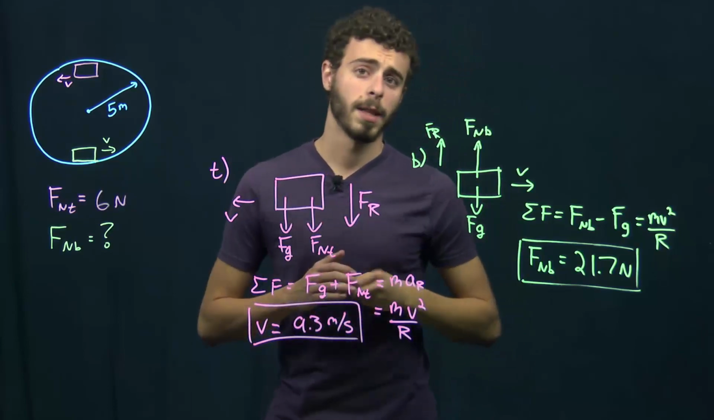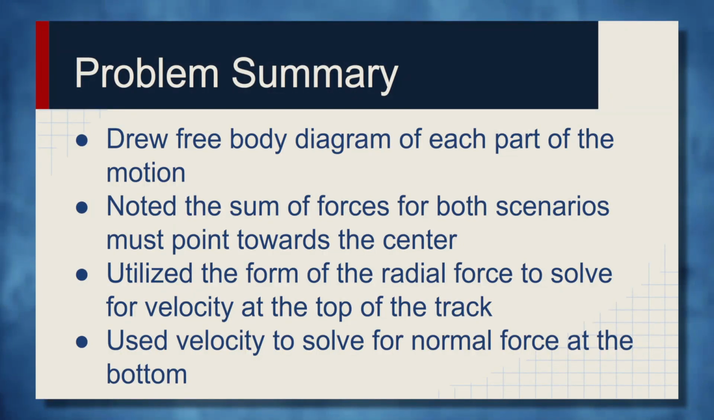So let's review how we got this answer. We first drew our free body diagram for each part of the motion, top and bottom. On this, we noted that the sum of the forces for both of these must point towards the center and have a magnitude of mv squared over r in order to keep the car traveling in uniform circular motion. Then we looked at the sum of the forces for the top motion, and we saw we could solve directly for the velocity that the car was traveling at all times. Then we plugged this velocity into the motion at the bottom and solved directly for the required normal force.